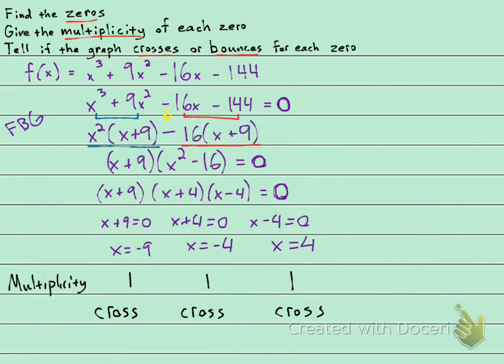So because the multiplicity of all of these are odd, let me write this down. This is odd, this one is odd, and this one is odd. So if it happens once, or 3 times, or 5 times, then it is going to cross. But if you see a 0 that has a multiplicity of 2 or 4 or 6 or 8 or something like that, then it will touch and turn around.